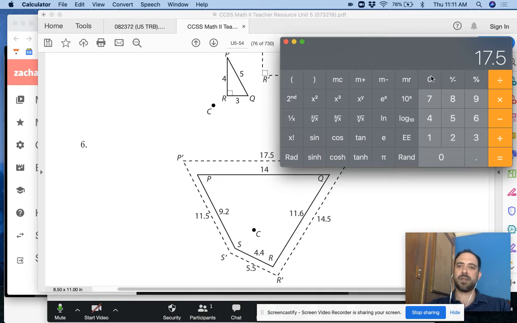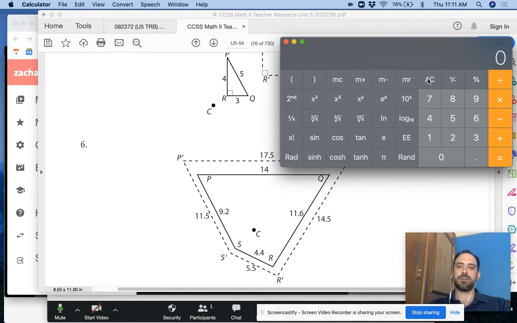17.5. Let's see if the other ones work. 9.2, right? 9.2 times 1.25, which I said was my scale factor. 11.5. Oh, look at that. All right, let's do one last one because it's always good to do. Oops, not 4e4. 4.4 down here for SR. 4.4 times 1.25 is 5.5.